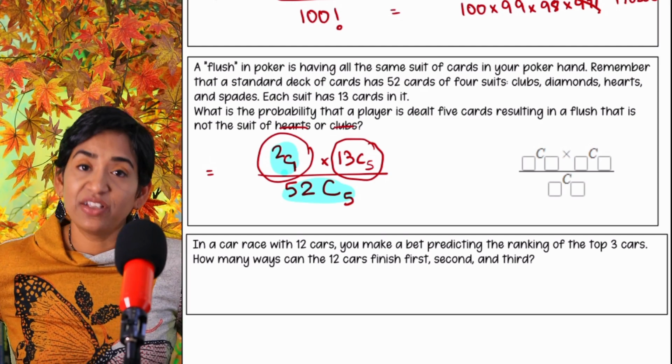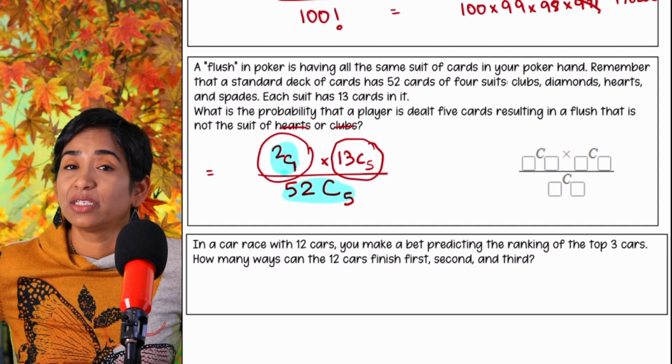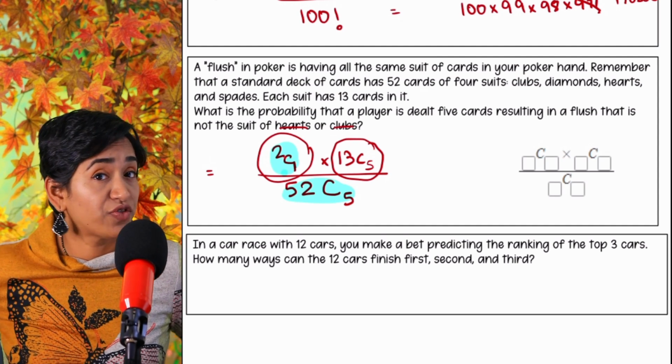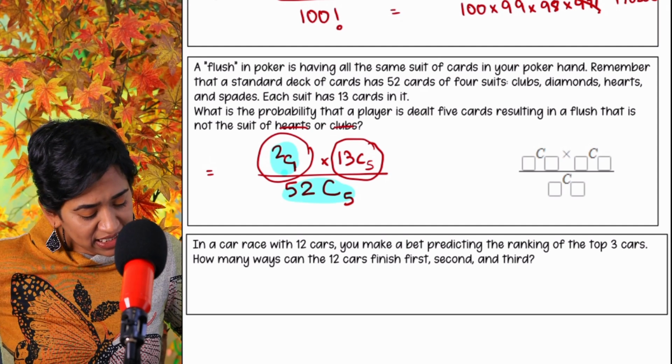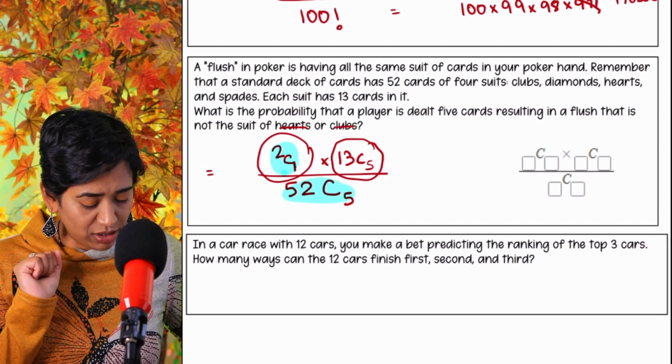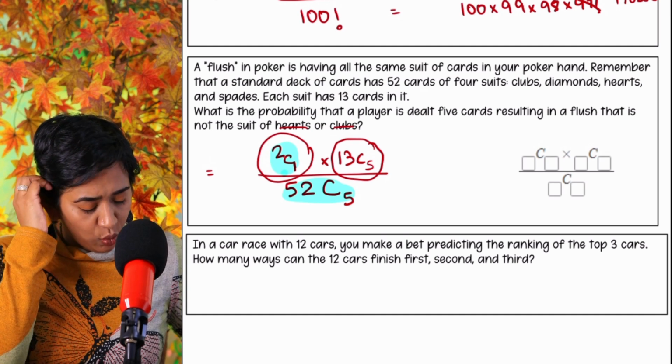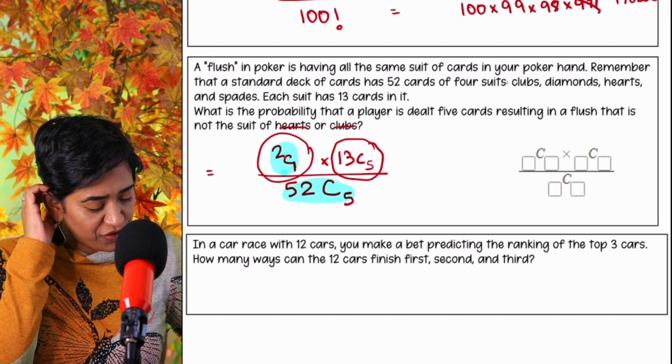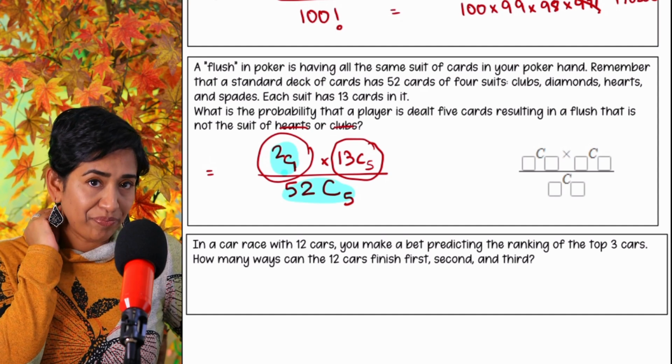All right. In a car race with 12 cars, it's a race. So tell me if it's a permutation or combination. It's a race. So does it matter who comes first, who comes second? Yes, it does. You make a bet predicting the ranking of top 3 cars. How many ways can 12 cars finish first, second, and third?